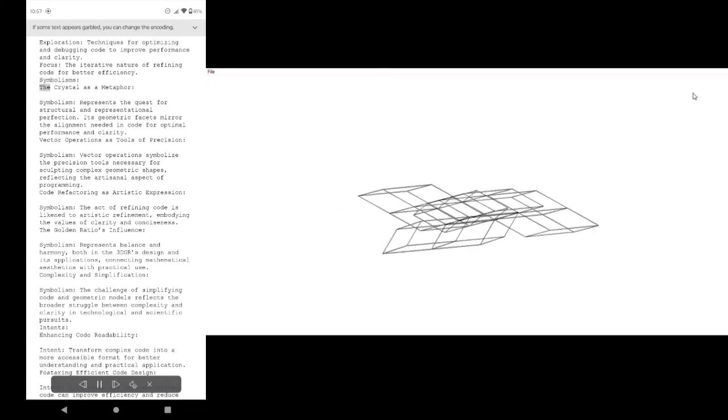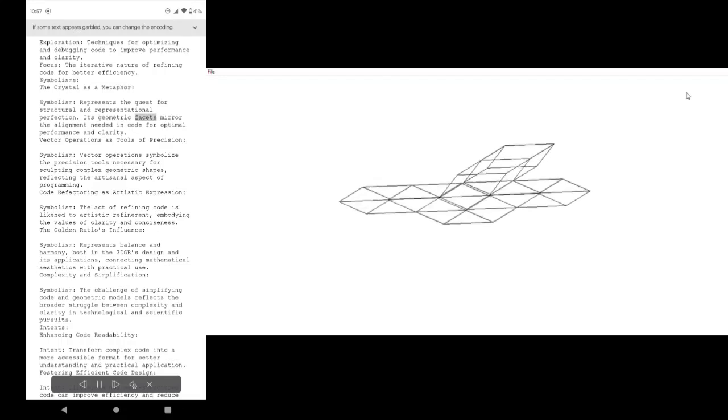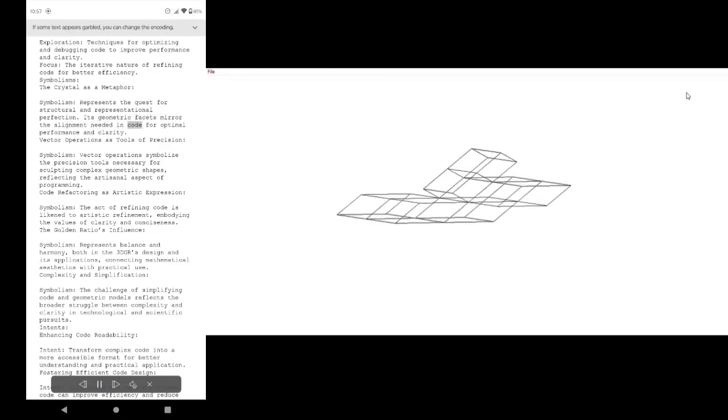Symbolisms. The crystal as a metaphor. Symbolism represents the quest for structural and representational perfection. Its geometric facets mirror the alignment needed in code for optimal performance and clarity.